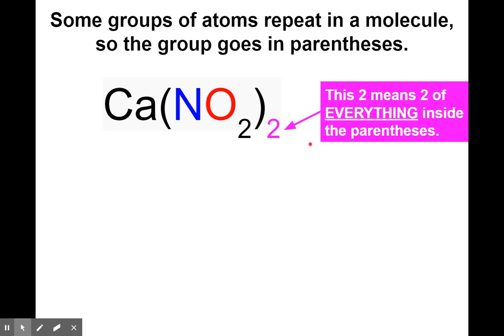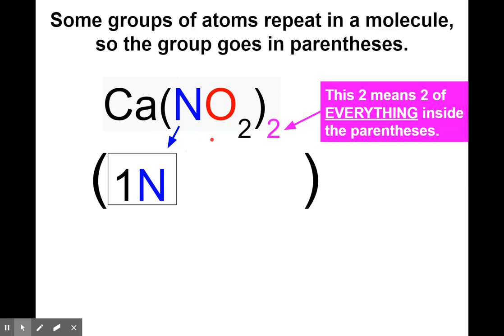So I'm color coding this hopefully to make it clearer. Okay, so here's your parentheses. We're going to ignore this Ca, this calcium, for right now. So we're just looking inside the parentheses. First, we have to figure out what's inside the parentheses. Okay, so first, this right here, how many N's is this? Well, that's one N. There's no number here, so that means one N. If there's no number, it means one.